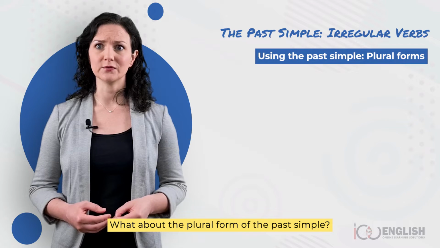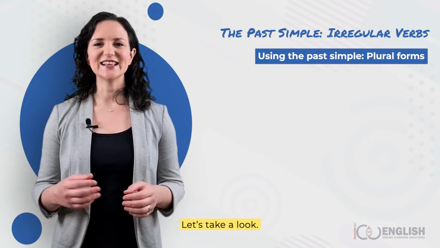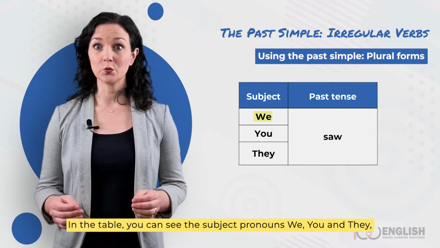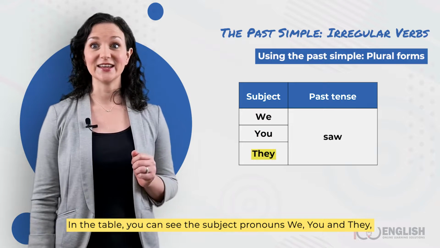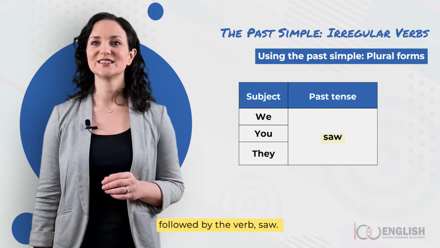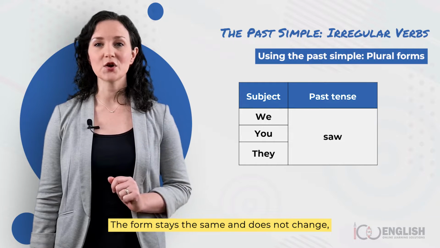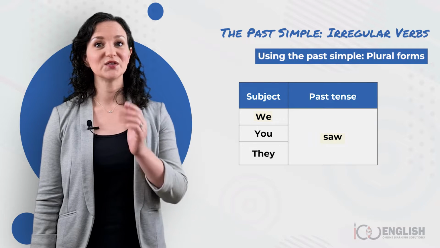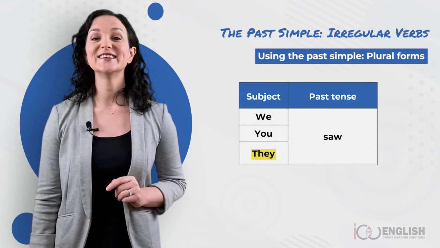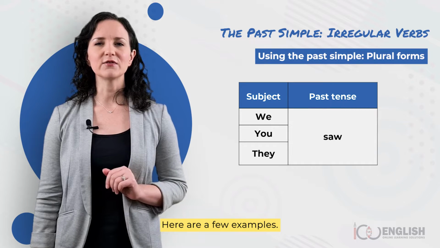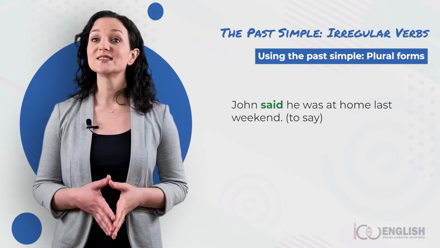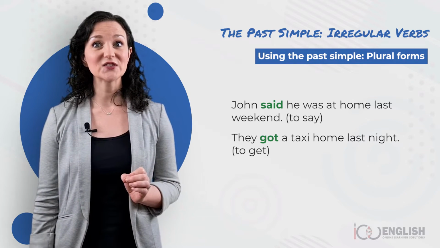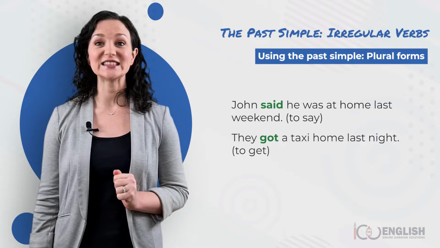What about the plural form of the past simple? Let's take a look. In the table, you can see the subject pronouns we, you, and they, followed by the verb saw. The form stays the same and does not change. Let's check the forms. We saw. You saw. They saw. Here are a few examples. John said he was at home last weekend. They got a taxi home last night.